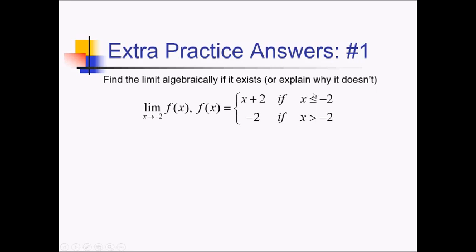For this problem, I want to find the limit as x approaches -2 for this piecewise function. Since -2 is the border value, we have to compare the left and right side limits. For the left side limit at -2, we're using the less than -2 rule. So -2 plus 2 gives us a limit of 0 for that one. For the right-sided limit, I have to use the greater than -2 rule, so that automatically gives us -2 as an output.